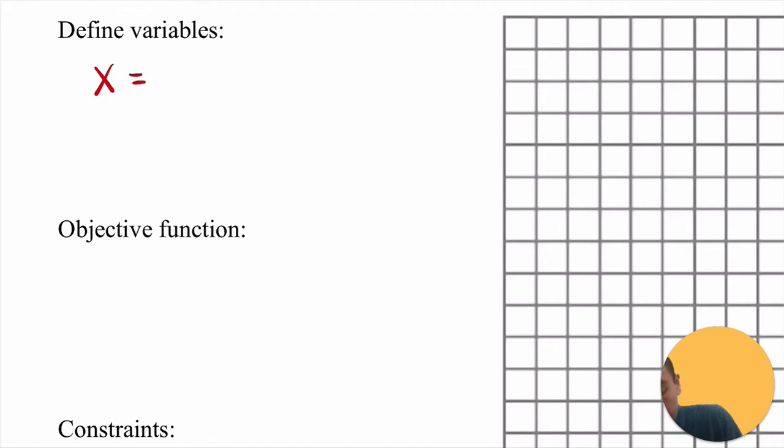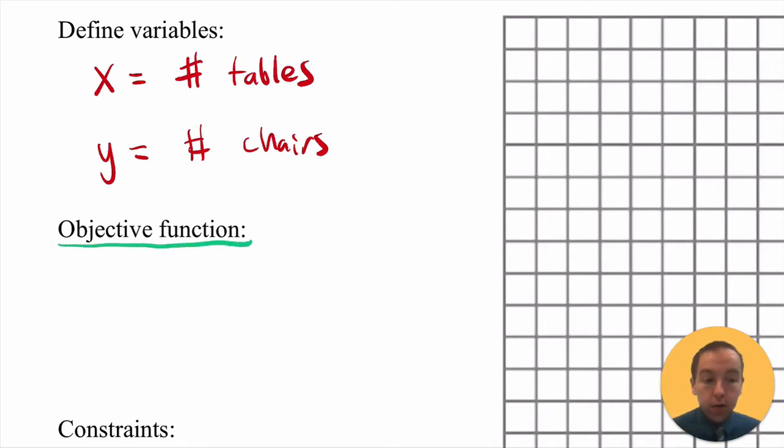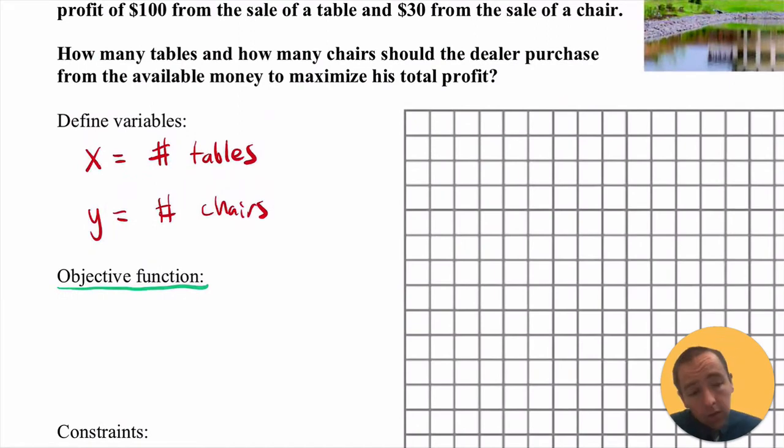So we'll define a variable x, and let that be the number of tables that the dealer is going to purchase, and then we'll define y, and let that be the number of chairs that the dealer is going to purchase. All right, so now the next thing, a really big one, is what we call the objective function. An objective is what you're trying to accomplish, like your goal. In this situation, this dealer's goal is to figure out the number of tables and chairs, but ultimately that's going to help him hopefully maximize his total profit. And so our objective is to make the most money out of our profit.